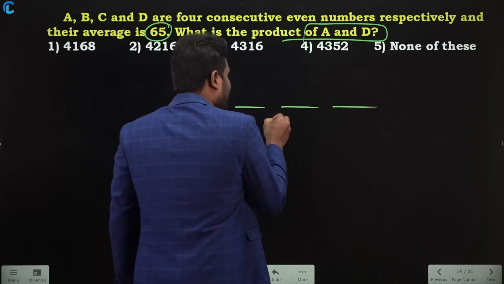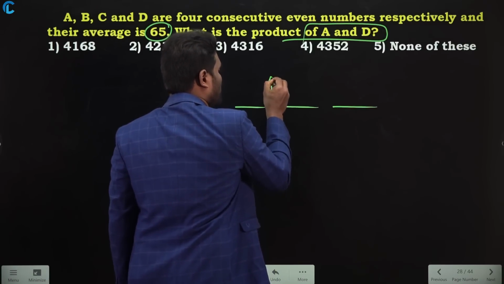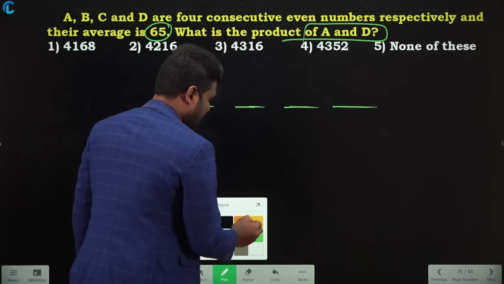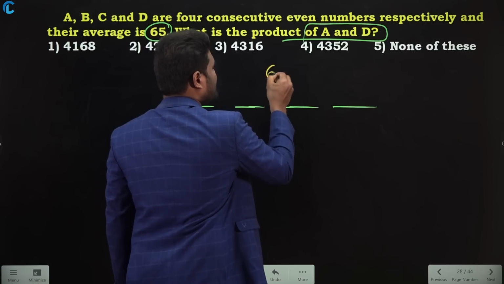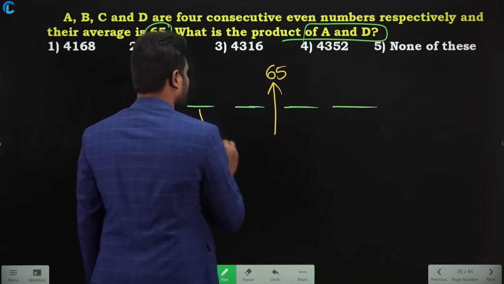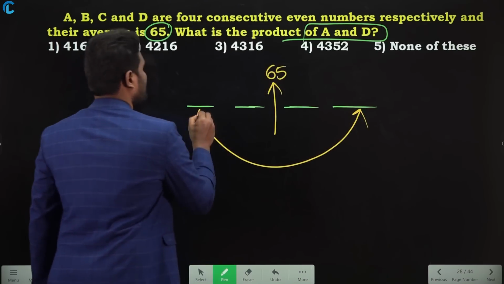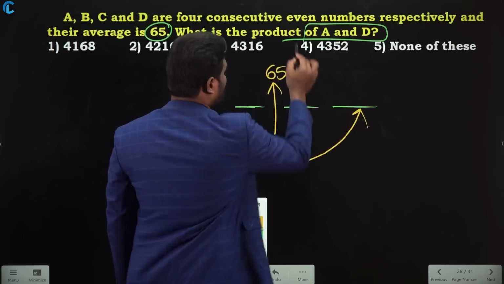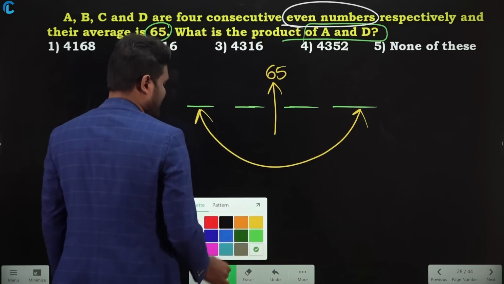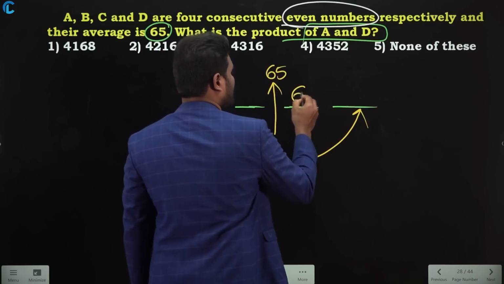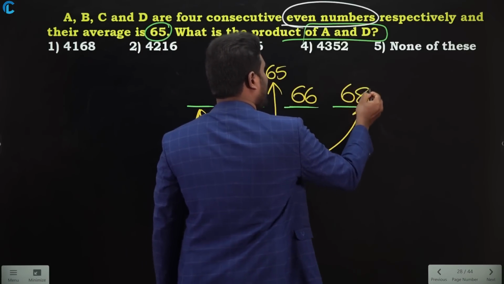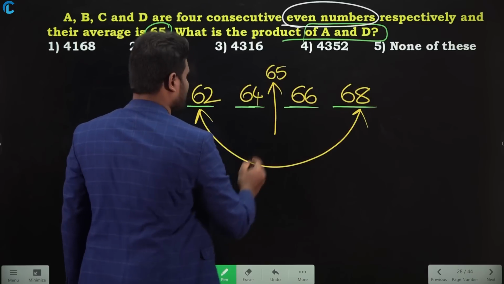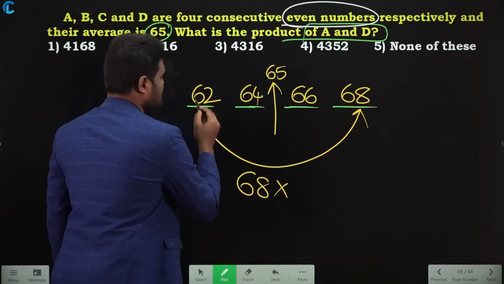Now average 65 means exact middle term, so it should be exactly between the second and third one. So the exact middle term is going to be 65. Now what is your question? Your question is the product of highest number and lowest number. As the question is saying consecutive even numbers, if this is 65, this is going to be 66, this is going to be 68, and this is going to be 64 and this is going to be 62. So highest number is 68 and lowest number is 62.